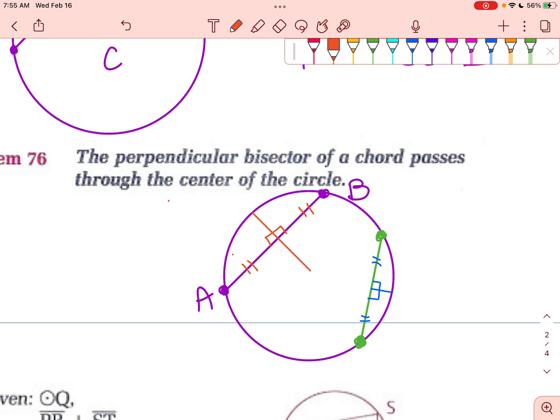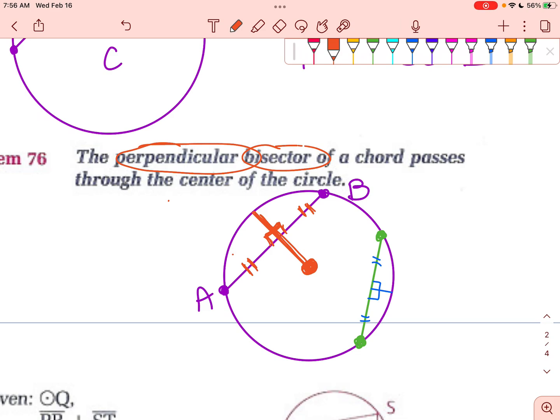So if you guys see here, I have this orange line drawn right here, and it's showing you that it was perpendicular and it is congruent, so bisecting. So it's bisecting and it's perpendicular. Therefore, it has to hit the center of the circle.